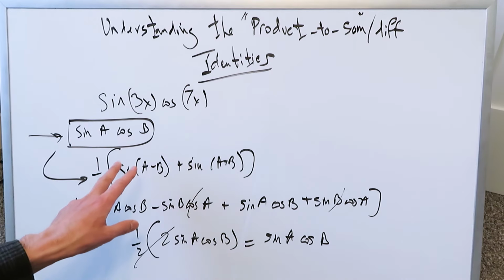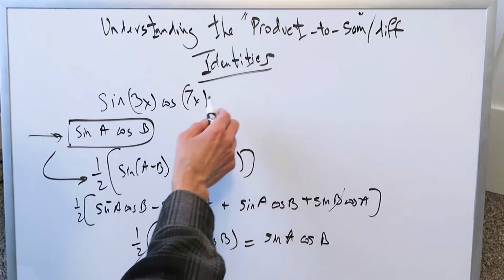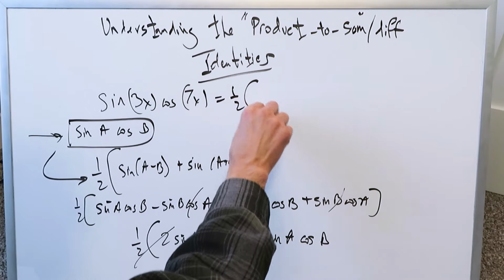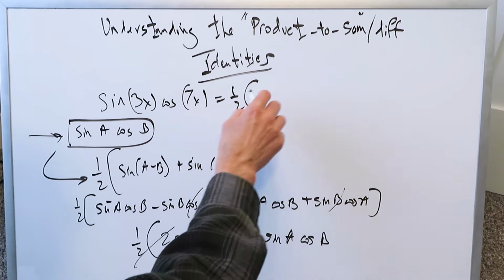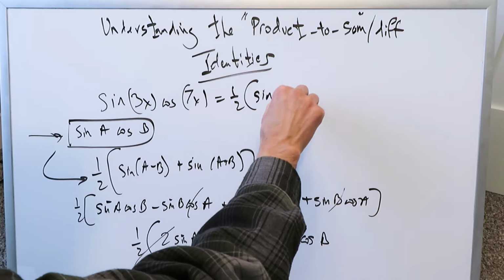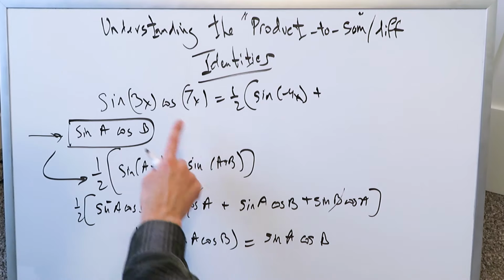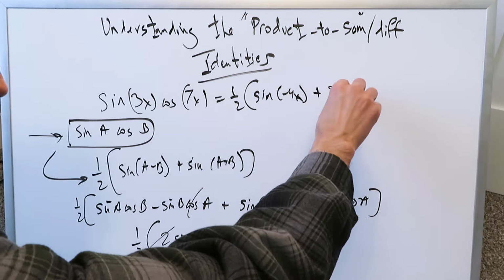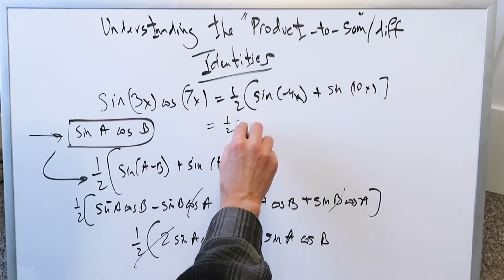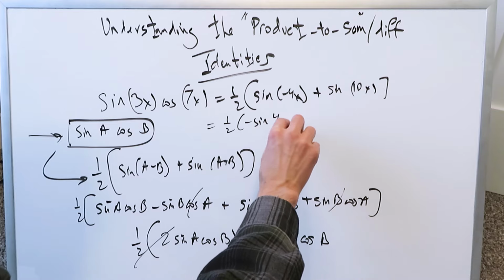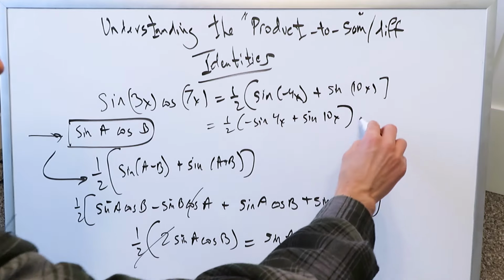Anything which looks like sine A cosine B, this here is your way of doing it. So let's look at this question, sine 3x cosine 7x. You'll have 1 over 2, then you'll do sine A minus B, which is sine of 3x minus 7x. That would be a sine of minus 4x, and then you'll do plus sine of A plus B, which would be here a sine of 10x. If you know the sine to be an odd function, you're really looking at 1 over 2 times minus sine 4x plus sine 10x, and you can open all of this up.